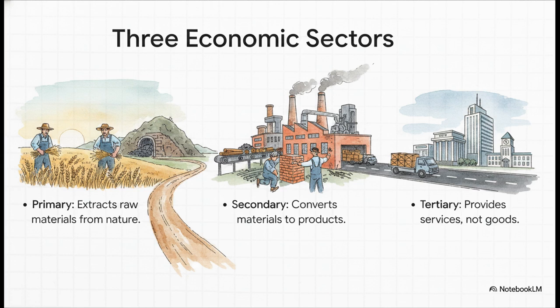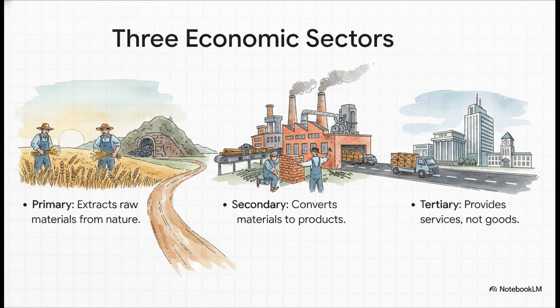So let's break the economy down into these three distinct sectors. First, you have the primary sector. This extracts raw materials straight from nature, like agriculture and mining. Next, the secondary sector takes those raw materials and converts them into finished products. Think of your capital-intensive manufacturing layer. Finally, the tertiary sector provides services rather than producing physical goods, so transport, banking, teachers, IT.